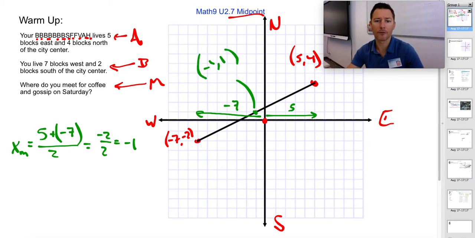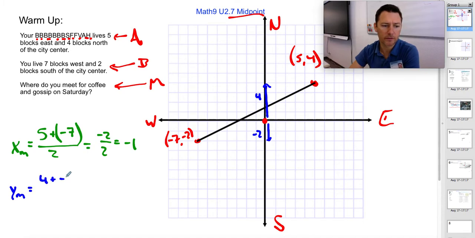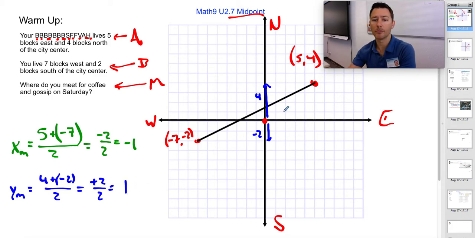You can do the same thing for the x's, or sorry, for the y's. You can say, okay, I know that from the city center to get to your friend's house, you have to go up 1, 2, 3, 4 units, and to get to your place, you have to go down 2 units. So on average, the median y is going to be 4 plus -2. So on average, you're going -2. Oh, sorry. Yeah, so that's +2. +2 over 2. So on average, you're going up 1 unit between the two of you.